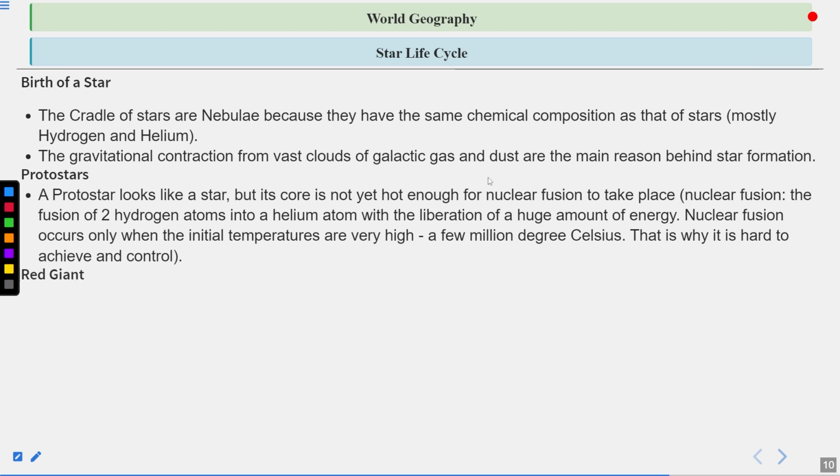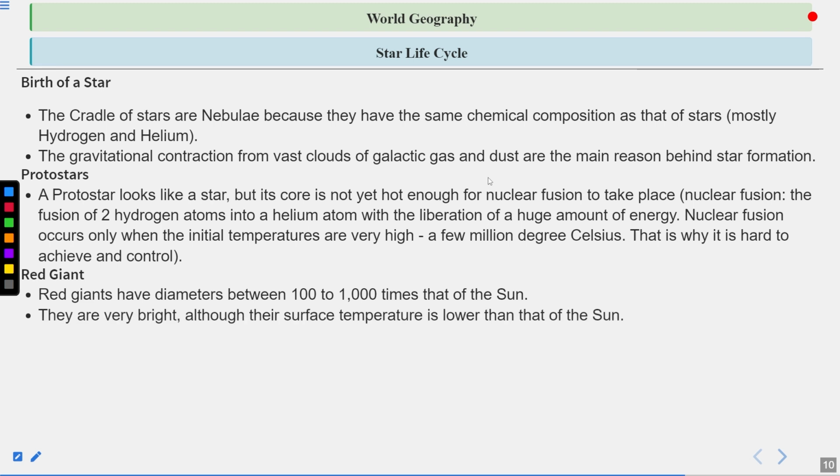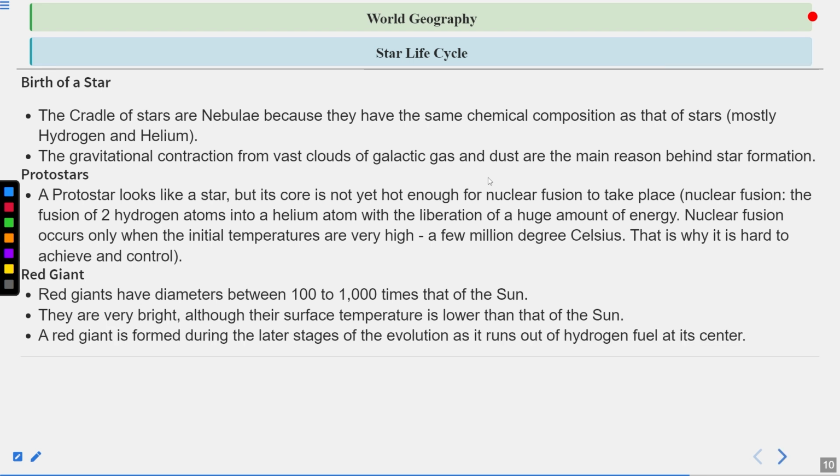The red giant. Red giants have a diameter between 100 to 1000 times that of the Sun. They are very bright, although their surface temperature is lower than that of the Sun. A red giant is formed during the later stages of evolution as it runs out of hydrogen fuel at its center.